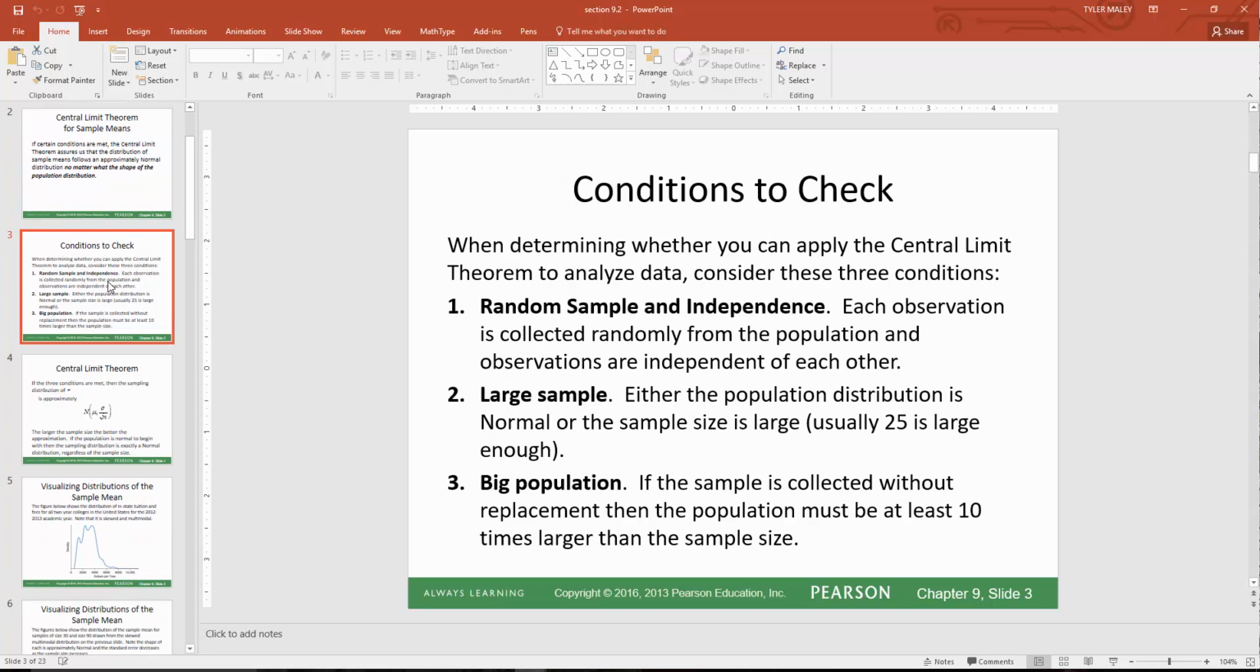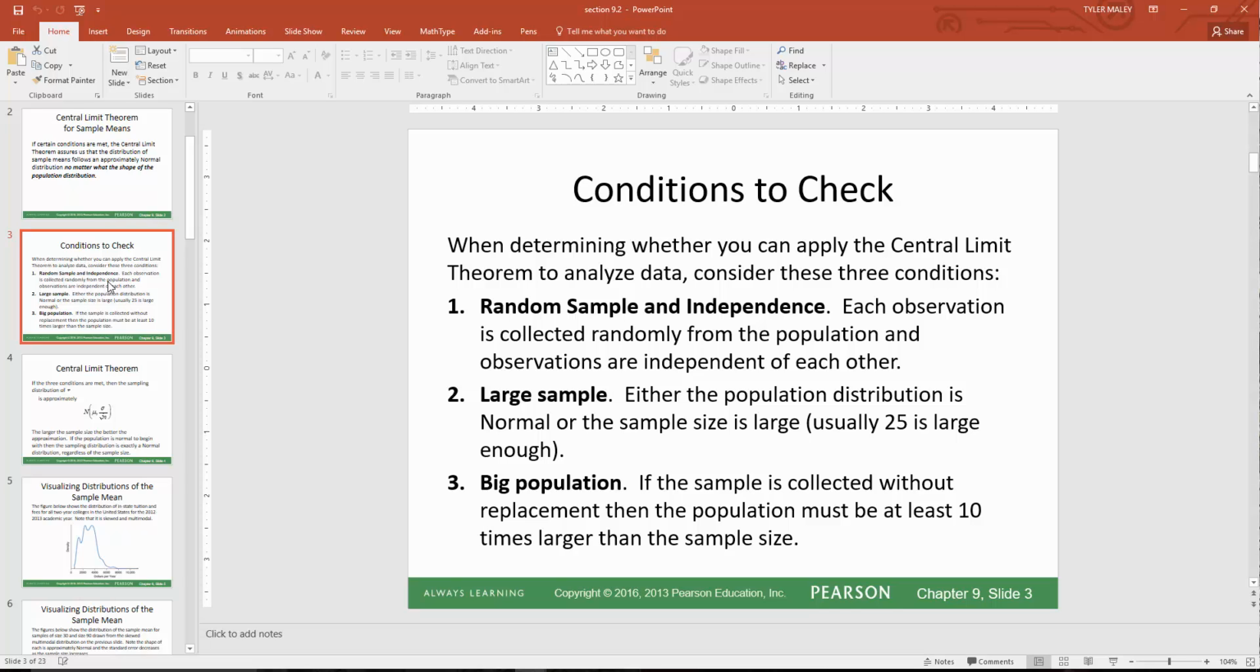So here are some conditions that we have to check. If we want to know if we can apply the central limit theorem in order to analyze data, we have to consider these three conditions. Number one, we need a random sample and we need independence. Number two, we need a large sample. So we need to know that the population distribution is normal, or I could also have a sample size that is large. So our text recommends having an n bigger than 25.